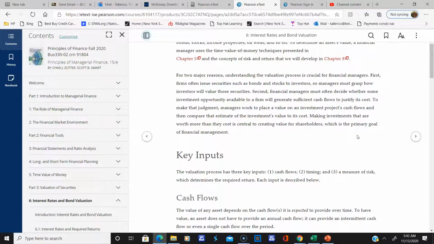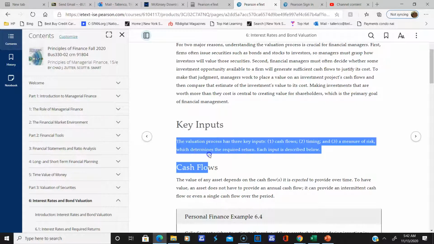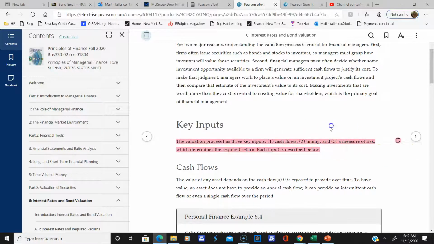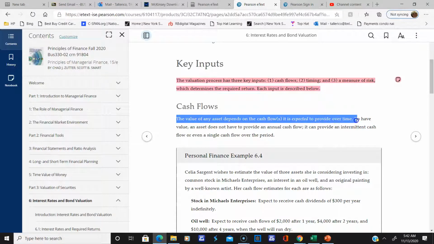Valuation is important because you want to know how much you should pay for something. All right. So valuation has three key inputs: cash flows, timing, and a measure of risk which determines the required return. So these are important things to know. Okay, so the value of any type of thing is going to be determined by cash flows that are expected to provide over time.